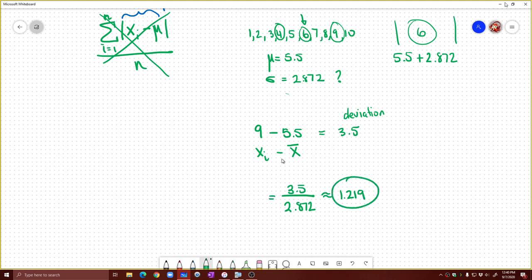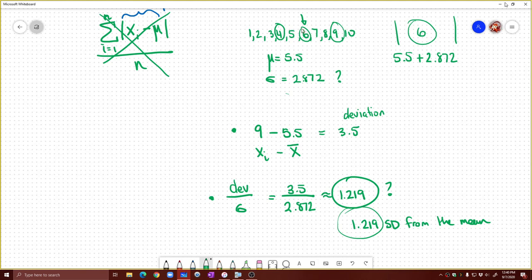I took my deviation and divided it by the standard deviation in this line here. So what does this mean? We are 1.219 standard deviations from the mean. Now, if we're within one standard deviation, that would be considered the average. So we can clearly see that a 9 is significant. Why? Because it is more than one standard deviation away from the mean. The further away we get, the larger this number is going to become.